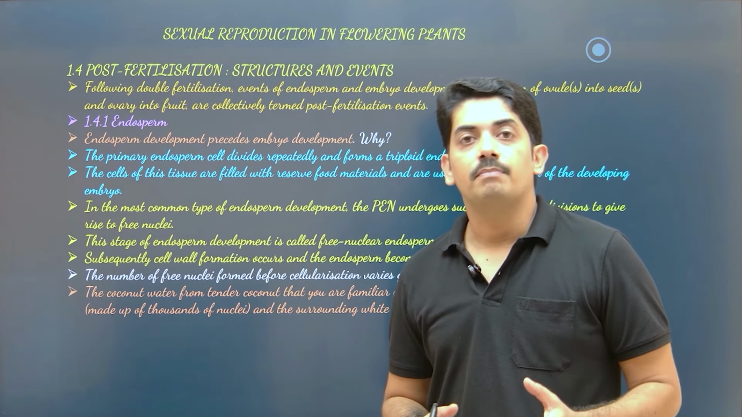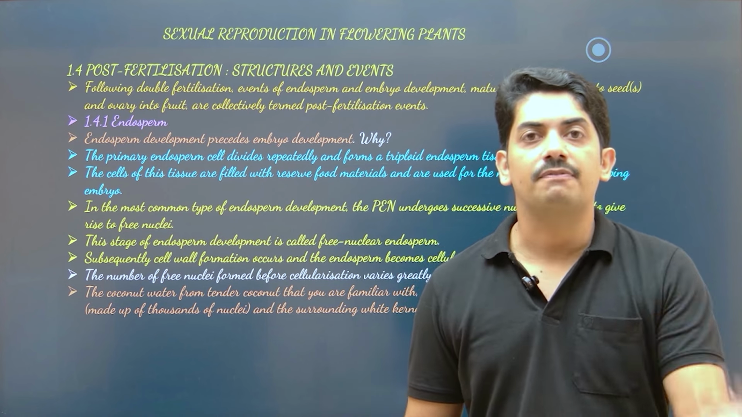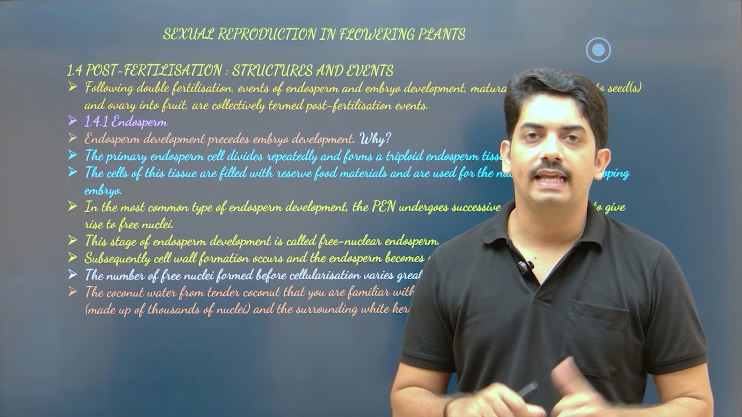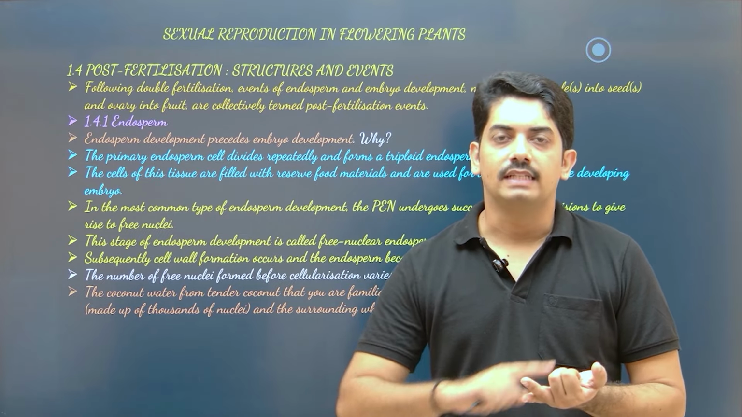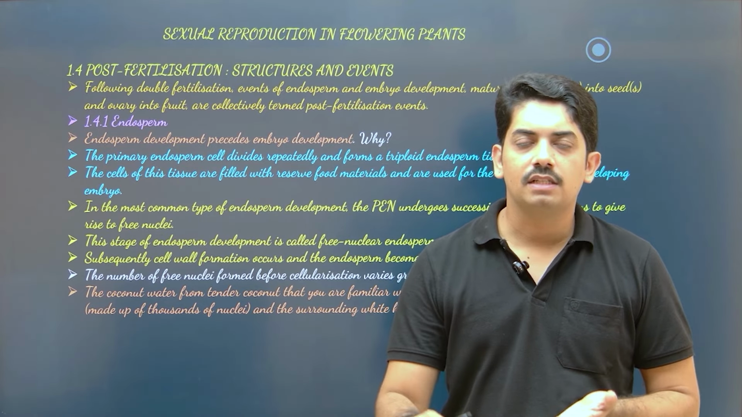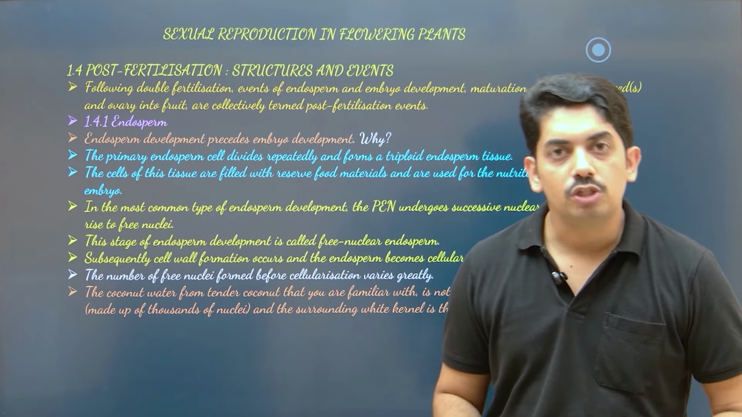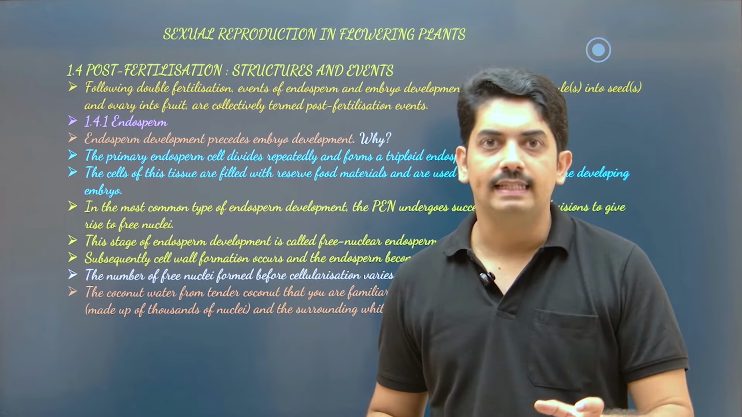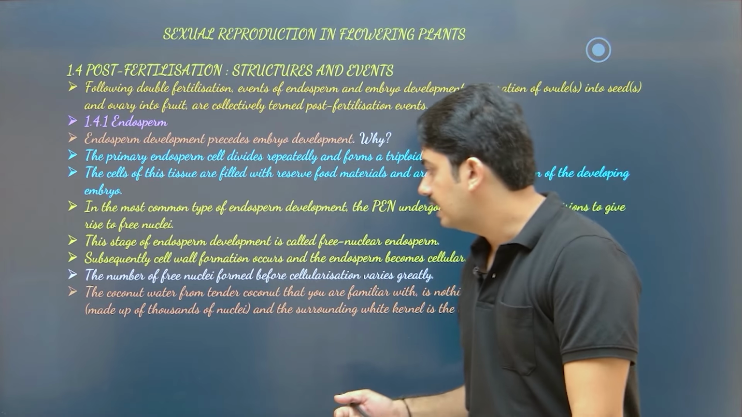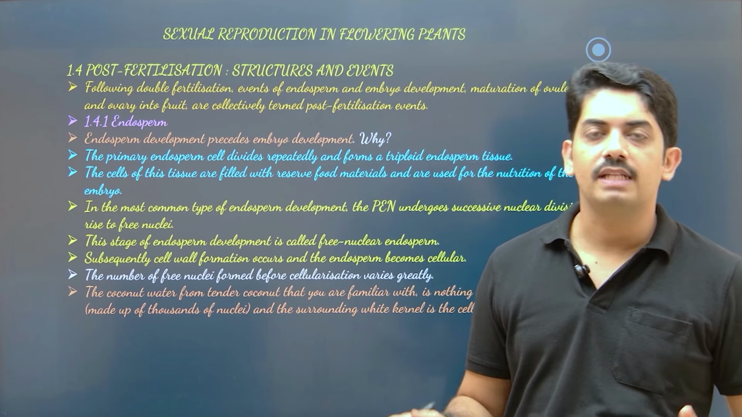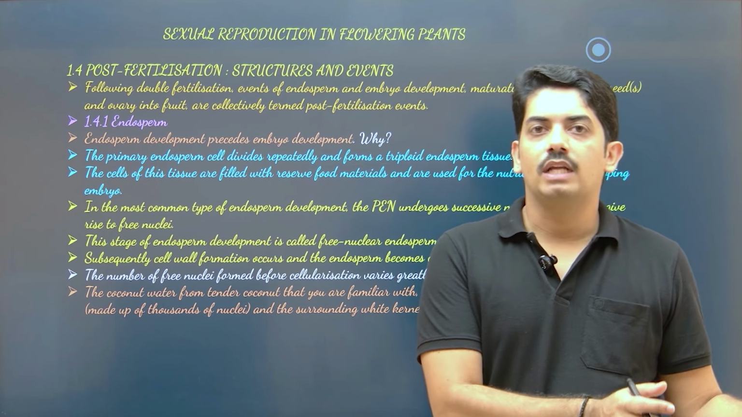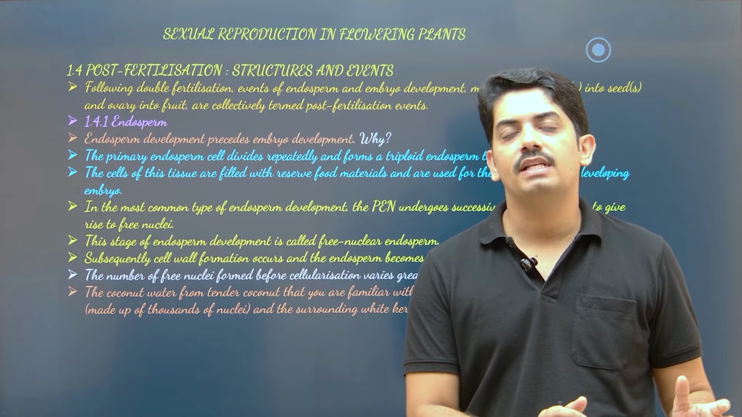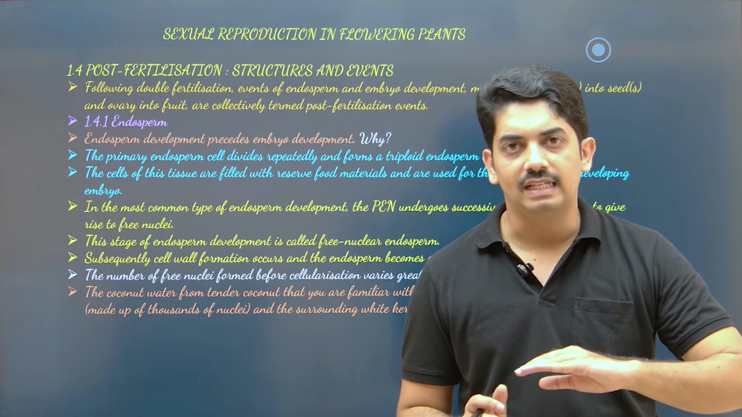Can you tell me some examples where the endosperm is retained even after seed formation? The best examples are monocot seeds like wheat, rice, coconut, castor, where you observe the endosperm even after complete embryo development, present in the seeds. Based on that we classify them as albuminous seeds and non-albuminous seeds. Albuminous seeds means endosperm is present; non-albuminous seeds means endosperm is completely consumed.